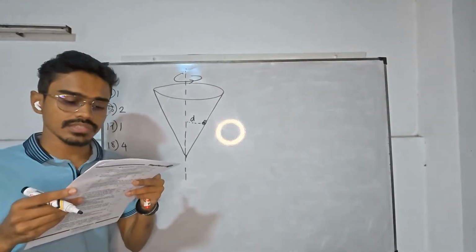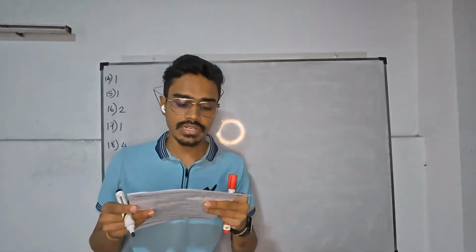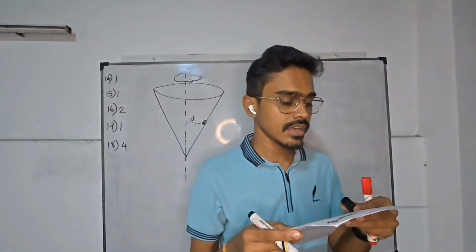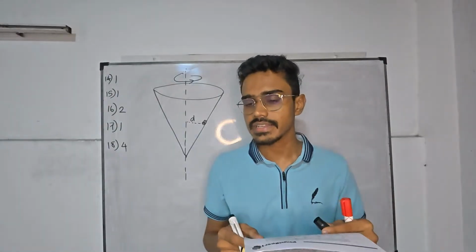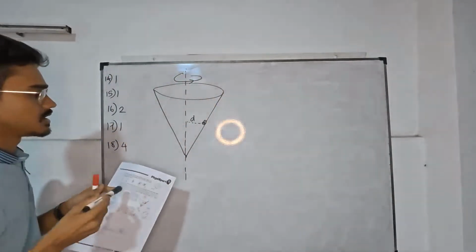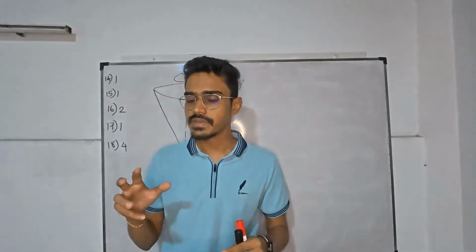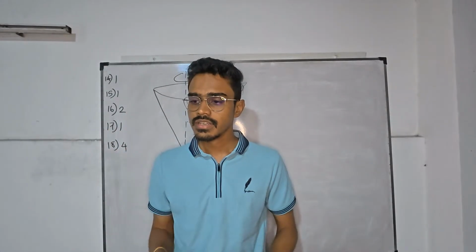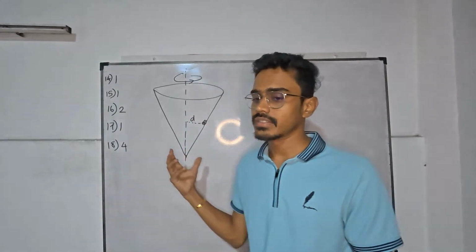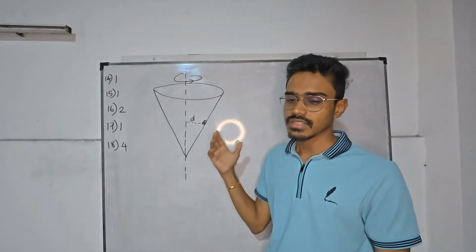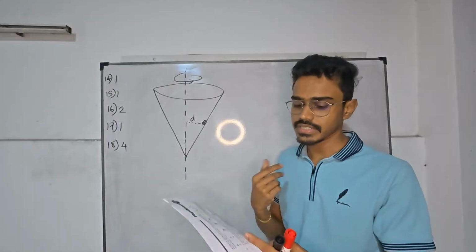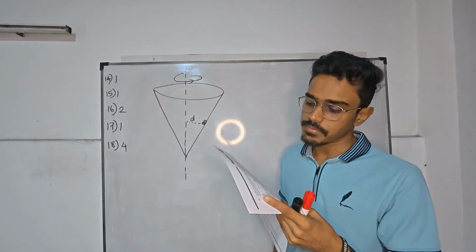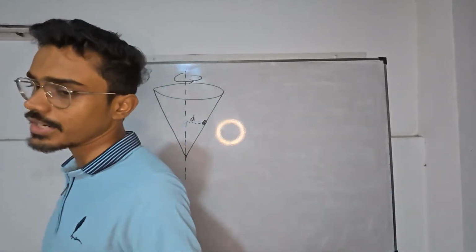What is the maximum angular velocity of rotation of the cone about its axis for the object to stay on the inner surface of the cone without slipping at a distance d away from the axis? If it stays without slipping, there is a proper circular motion, so we can do the things that we do for a normal horizontal circle. What they're asking is the maximum angular velocity. We need omega.